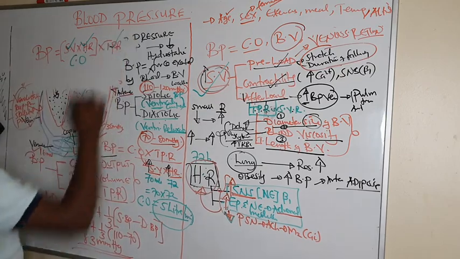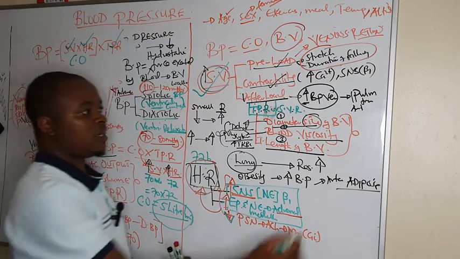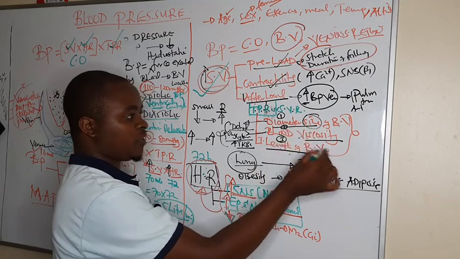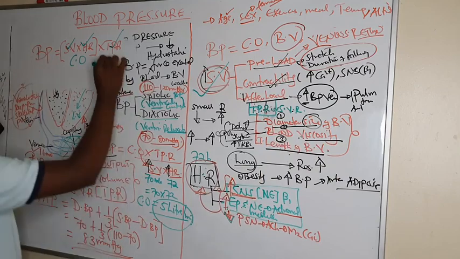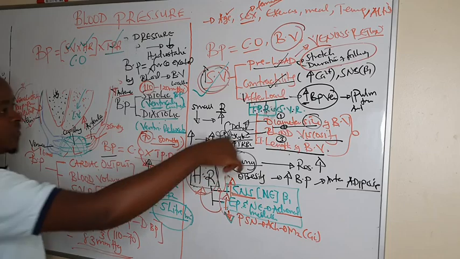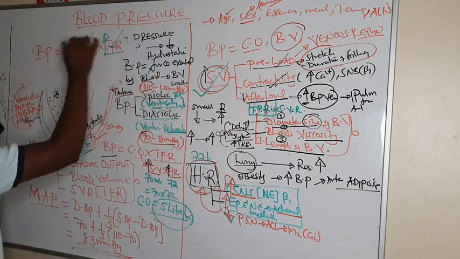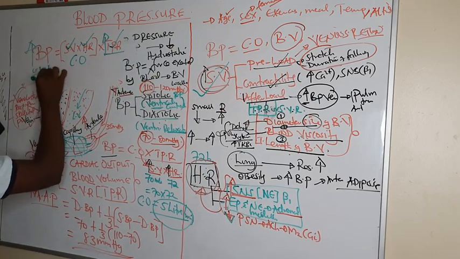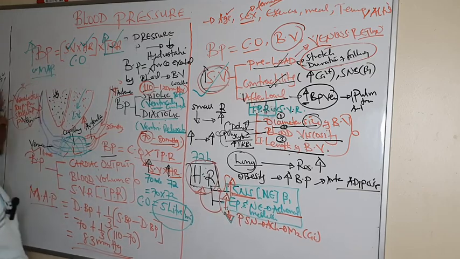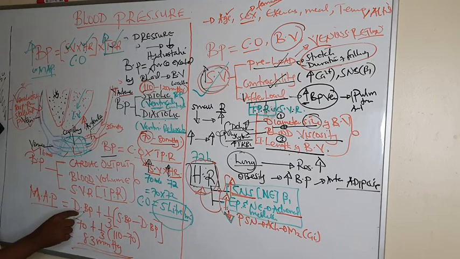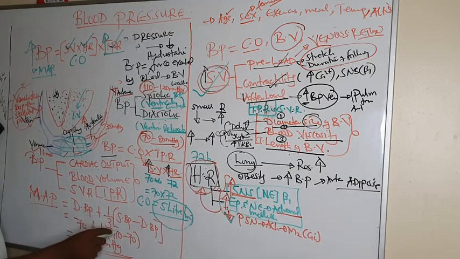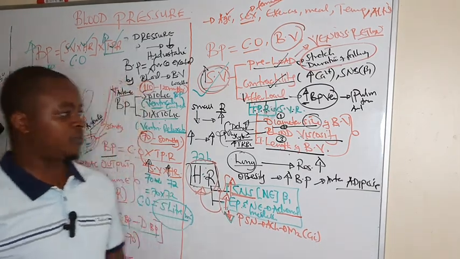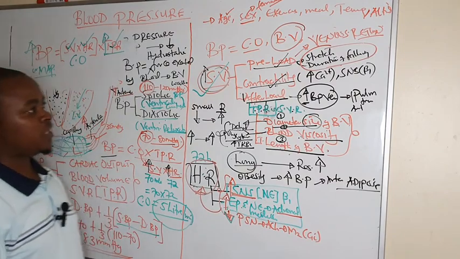We have seen also factors that determine total peripheral resistance: diameter size of the blood vessel, blood viscosity, and total length of the blood vessel. Those ones also determine total peripheral resistance. And if these factors are stimulated, all of them work hand in hand to increase blood pressure, or what you can call mean arterial pressure, that is MAP, which we saw is equal to diastolic blood pressure plus a third of the difference between systolic and diastolic blood pressure. So this is what we can discuss with you.